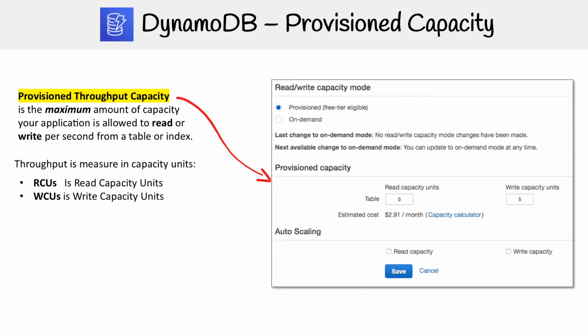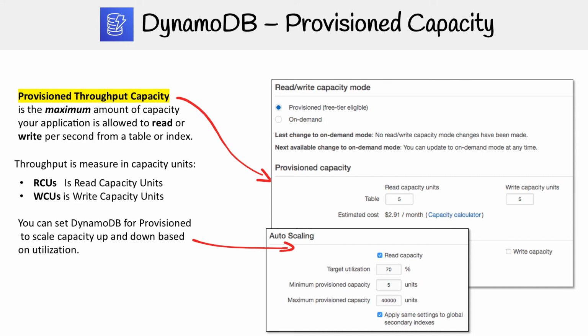And one thing that we can do, and you'll notice there's an option for auto scaling. So if we were to turn that on, this allows us to scale our capacity up and down based on utilization. So if we need to go beyond that 5 or 10, we'll just set that, and we can say the minimum and the maximum. And the reason why you'd want to turn on auto scaling is to avoid throttling.